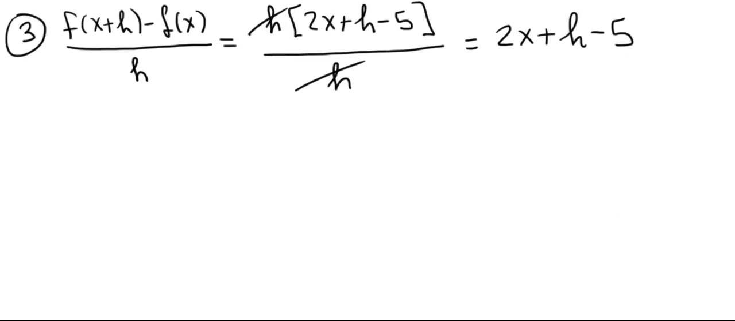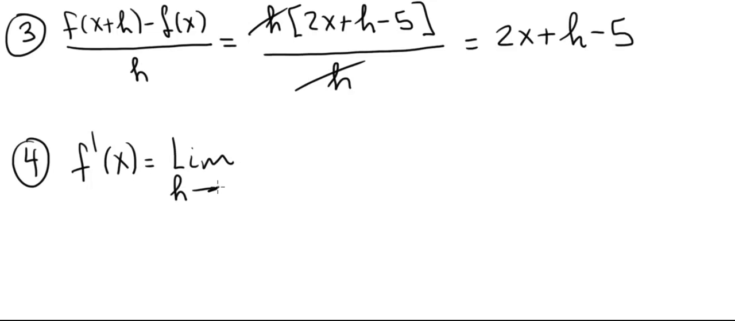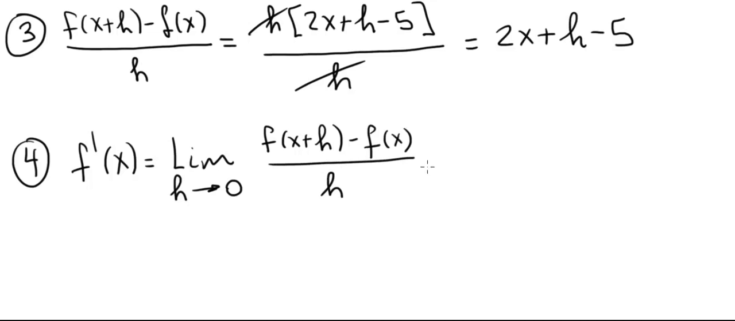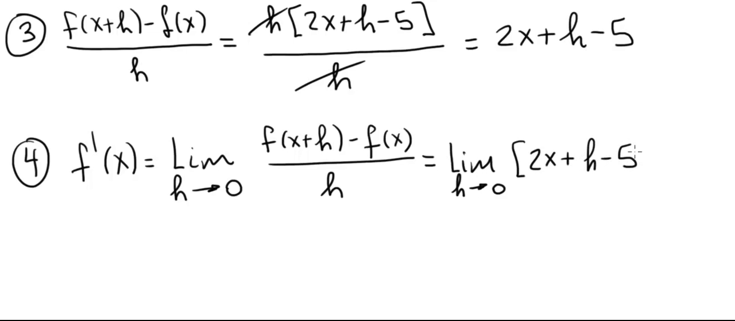Step 4 is to finally compute the derivative. The derivative, f prime of x, is equal to the limit h goes to 0, f of x plus h minus f of x divided by h. We have that now. This is the limit as h goes to 0 of 2x plus h minus 5. Notice that h goes to 0, not x. So 2x and the 5 are completely untouched. The h that you see in the middle, that goes to 0. We end up with a final answer of 2x minus 5.